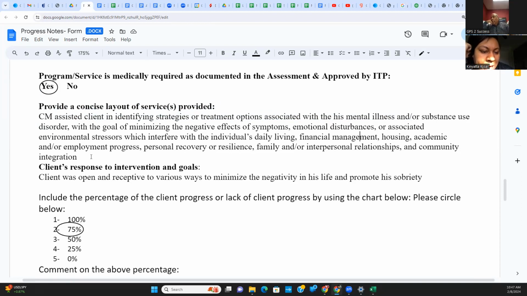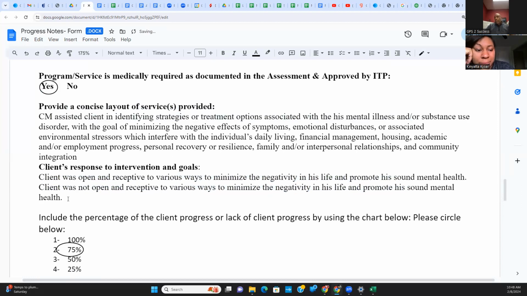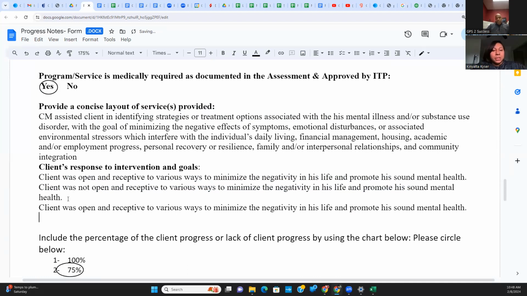Yeah. I like it. Client was open and receptive to various ways to minimize the negativity in his life and promote... I will change that to say mental health, not sobriety. They just put that on there for our people in the sober living homes. Well, we talk about SOAP notes, this could be a client was not open, right? Yep. What about client was indifferent? Yep, you could put that.